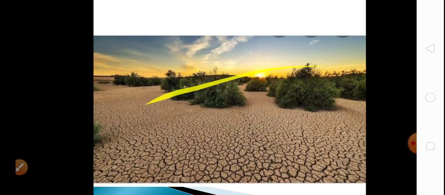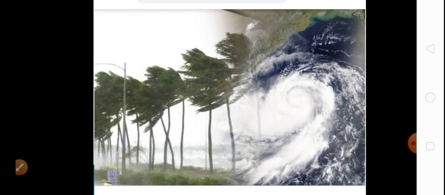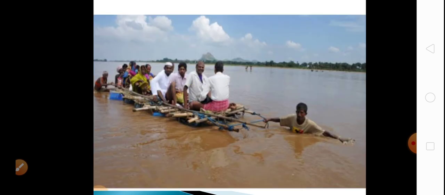Then there are droughts. Droughts are also very dangerous. Then cyclones take place, floods take place, and many other natural disasters take place, and that also frequently. As per Indian Meteorological Department, there are 4 seasons in India. Which are they? Hot weather season, rainfall season, retreating rainfall, and the last one is cold weather season.